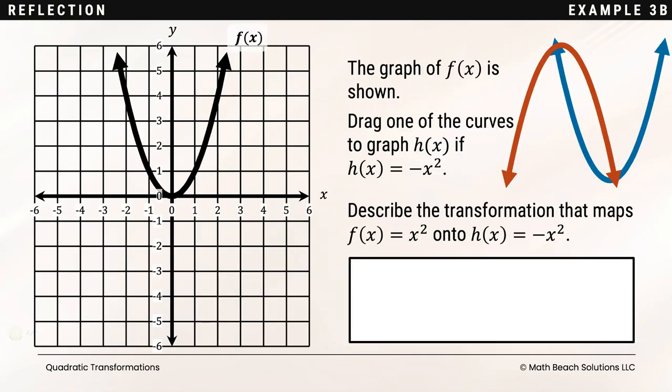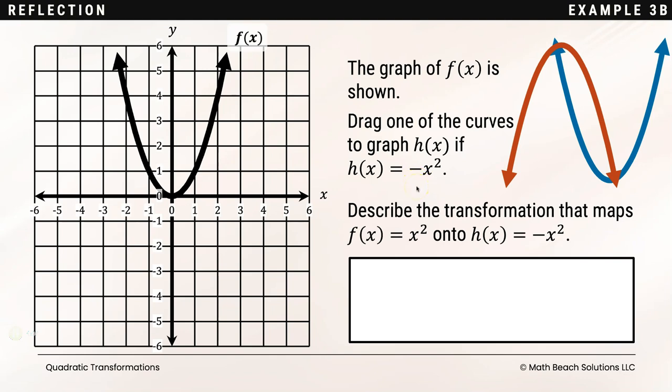Let's take a look at another example. Here we see the graph of f of x. We want to drag one of the curves to graph h of x equals negative x squared. We know that the negative applied to the outside of the entire function is going to control x-axis reflections.